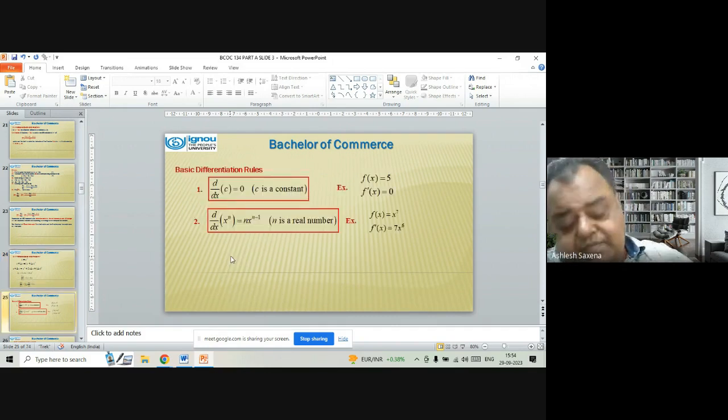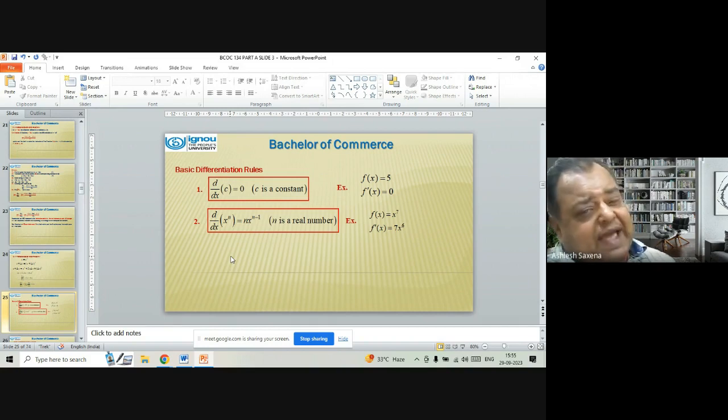Now, rules for differentiation. Derivative of a constant is 0. Suppose I have f(x) equal to 5 and I want to differentiate it. There is no term including x in it. That means it is a constant and the derivative of a constant is 0.